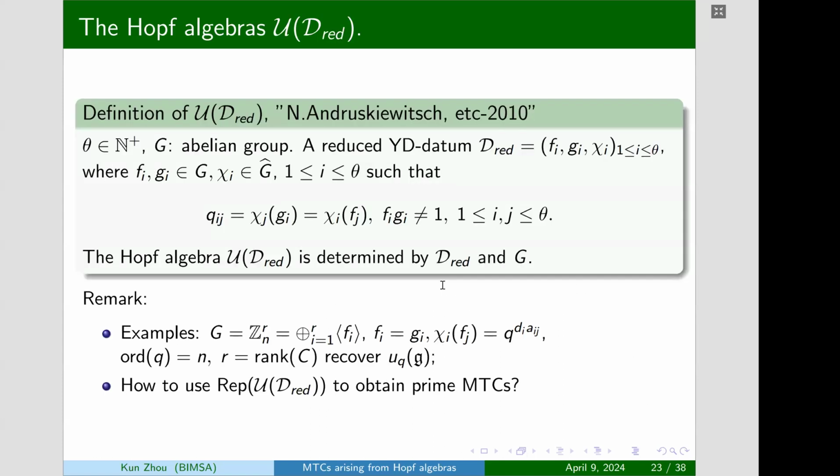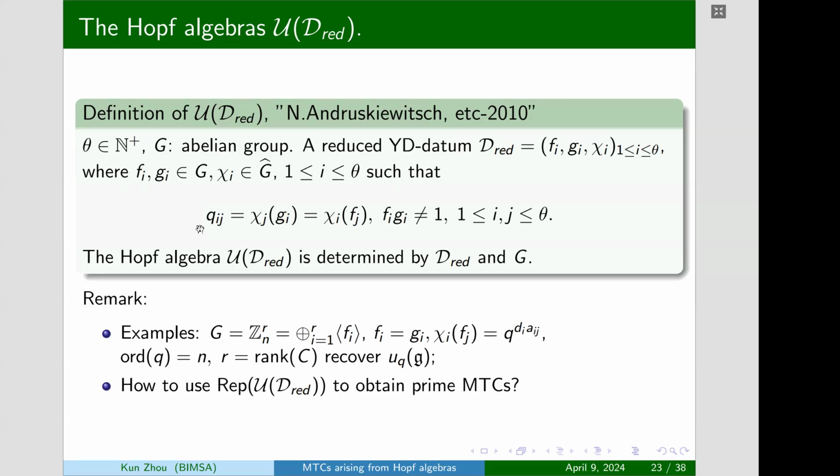Now, let's recall the definition of the Hopf algebras U(D) reduced, which was introduced by Andruskiewitsch and Schneider in 2010. Let theta be a natural number and G an abelian group. A reduced YD datum D is a triple (g_i, chi_i), where g_i belongs to G, chi_i belongs to the dual group of G, such that chi_j(g_i) equals chi_i(g_j), and chi_i(g_i) is not equal to 1.